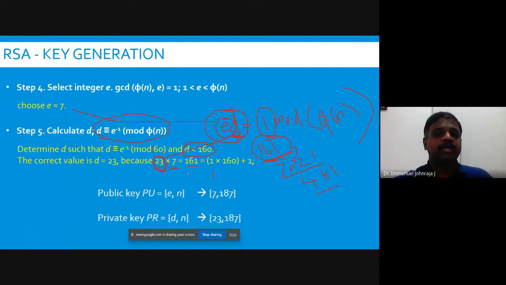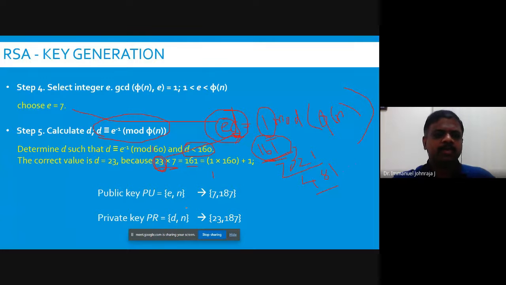Okay, so far what have we got in our hand? We have got the P value and Q value. From P and Q you got the N value, then P minus 1, Q minus 1, we got the phi of N value, and then we have chosen another value called E, which is relatively prime with our phi of N, and then we calculated the D value such that ED is equal to 1 mod phi of N. It is a multiplicative inverse. We also have calculated the value of D as 23 in our example. Okay. Now, where are we? We are almost at the end of the calculation of public key and private key.